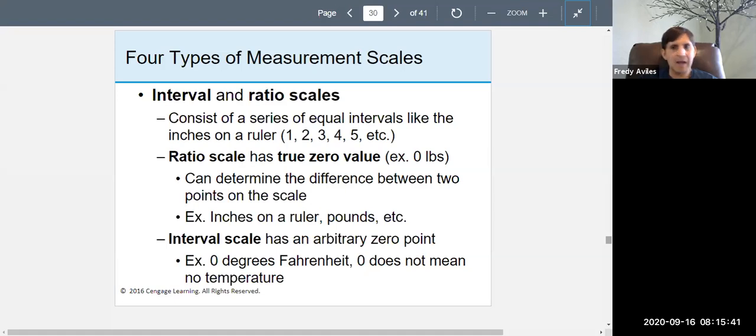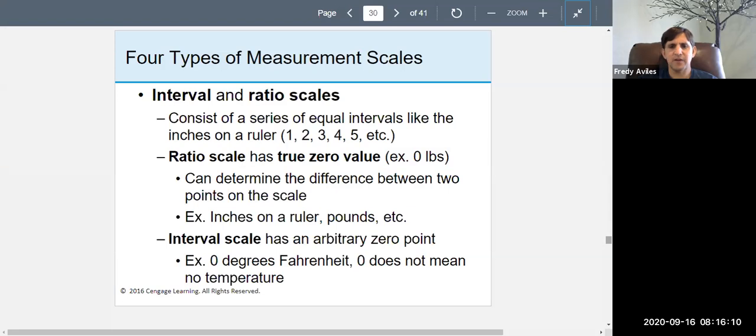If we're talking about pounds, for instance, there is a true zero. There is a zero that indicates that there is no weight, okay? And that means that it's a ratio scale. So a ratio scale has a true zero, okay? But an interval scale has what we call an arbitrary zero point. An interval scale has a zero, but zero does not mean that there's nothing there.